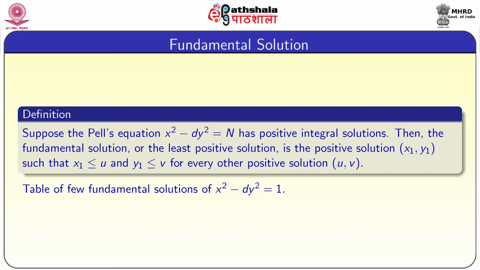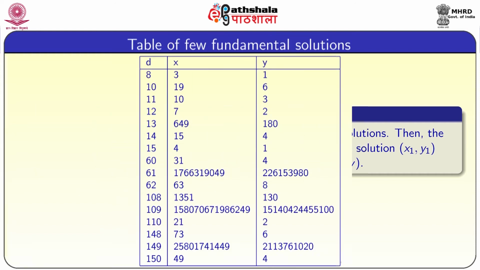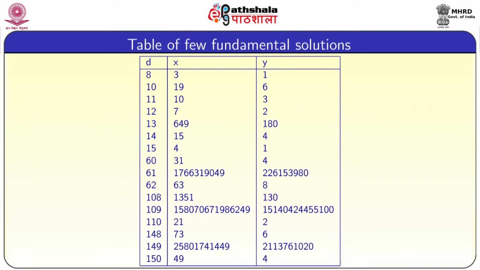We are going to now give a table of a few fundamental solutions of x² − dy² = 1 for different values of d. This table shows that if d = 8 in the equation x² − dy² = 1, then one can check that x = 3, y = 1 is a solution. Not only that, it is the smallest solution, every other solution is greater than these values. So, (3, 1) is a fundamental solution. If d = 10, then the fundamental solution is (19, 6).